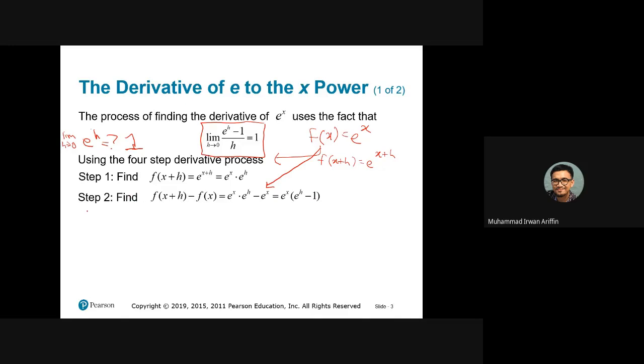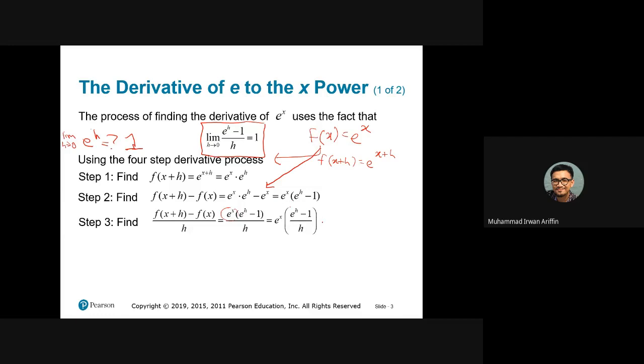Now step number 3. Then we need to divide everything by h. So now we are dividing this with h, and we are dividing this with h. We simply take this out and put it outside. So we are having this. Focus on this term.